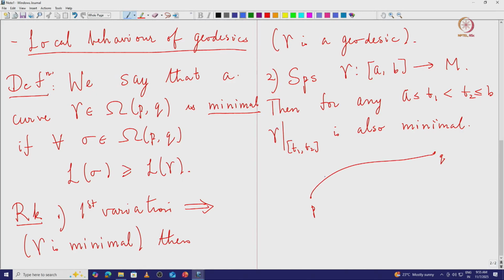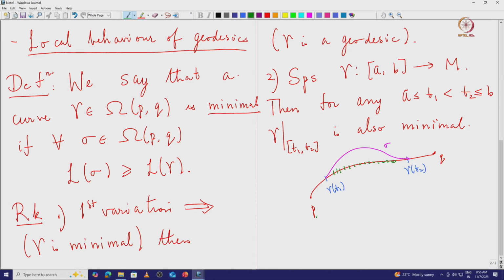Okay, so let us say we have two time intervals corresponding to these two points, gamma of T1 and gamma of T2. Suppose there is another curve sigma between gamma of T1 and gamma of T2 which is shorter than this segment of gamma between gamma of T1 and gamma of T2. Then of course even to go from P to Q you could have taken a shortcut via sigma, right? So that would contradict the fact that gamma is minimal.